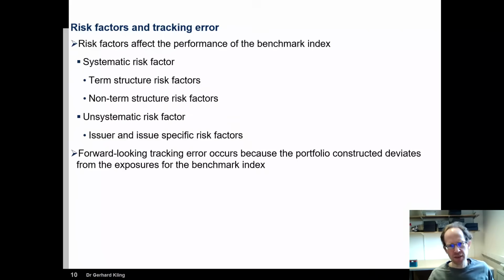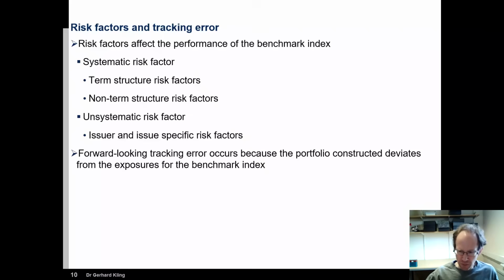Then, of course, there are various risk factors that you need to consider. And, of course, if you follow an active strategy, we will play around in the live session with these factors. In particular, we look very carefully at term structure changes, shifts in the term structure, and how you could optimize your portfolio to benefit from certain changes.